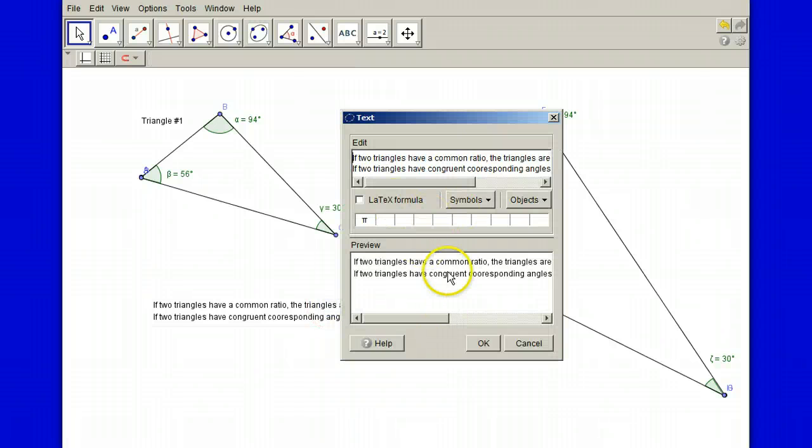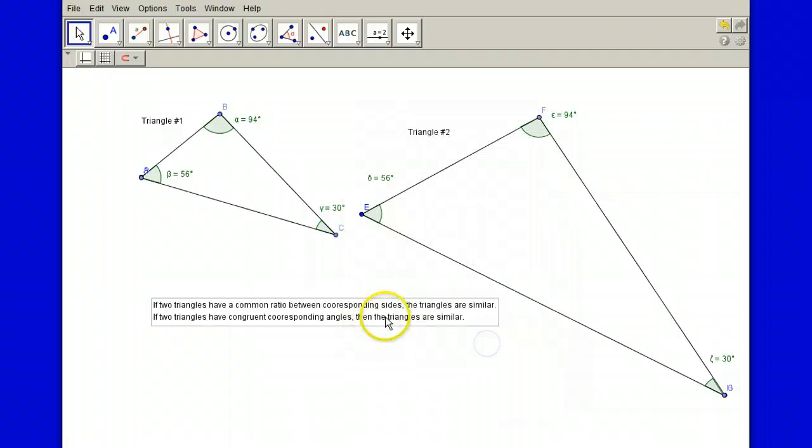And we might want to go back up here and even say the two triangles have a common ratio. Let's do that corresponding word again. Between corresponding sides, the triangles are similar.